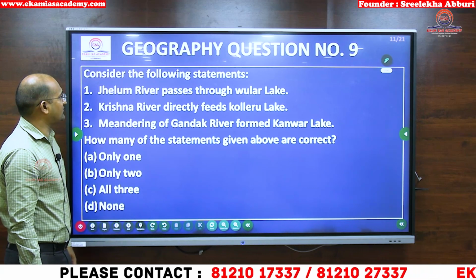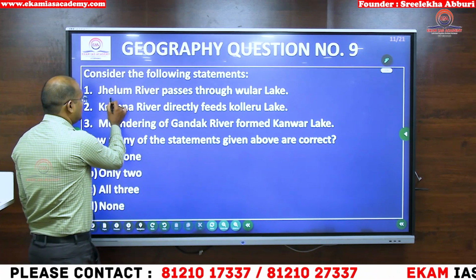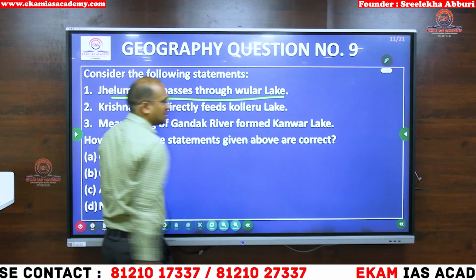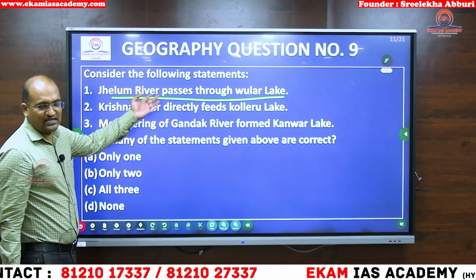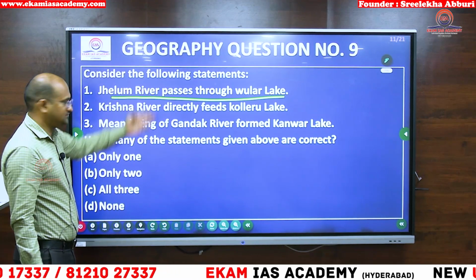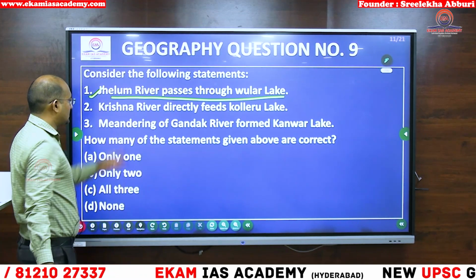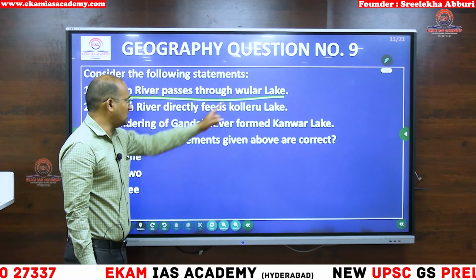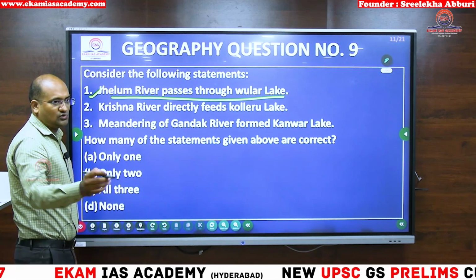Next, consider the following statements. Jhelum river passes through Wular lake. This is there in the first chapter of 10th or 11th geography, Indian geography. So this is a true statement. Krishna river directly feeds Kolleru lake. No, it does not feed.